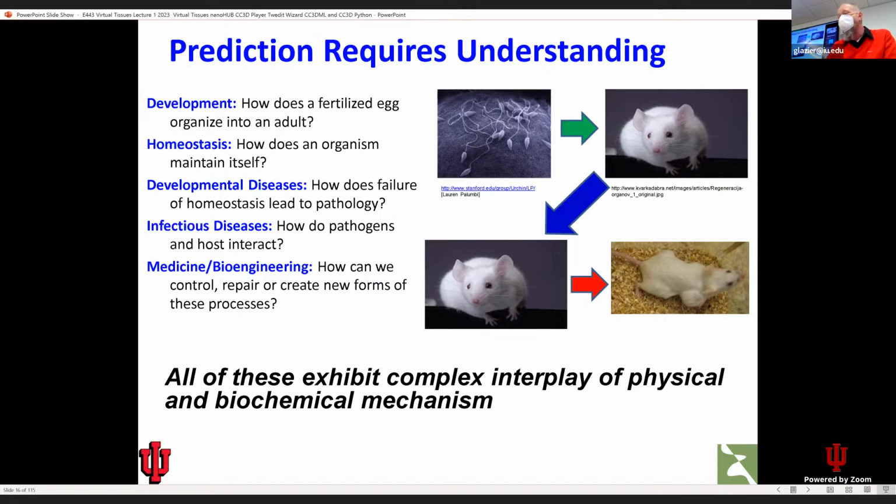There's scientific uncertainty in biology. There's still things that we don't understand about how systems work. And those are all issues that we really need to address.